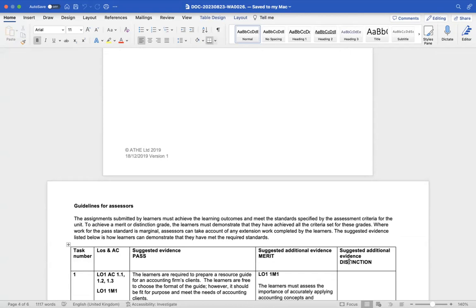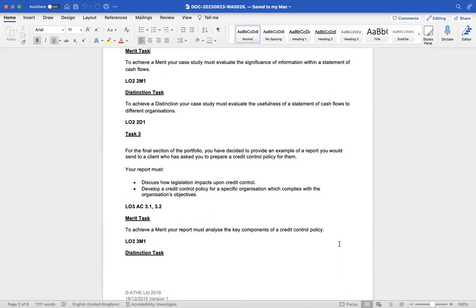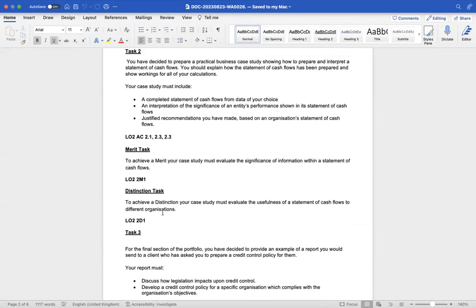So basically, for the merit task, we'll go back over here. Yes, the merit task is evaluating significance. Assess the significance of the information within the statement of cash flow. Discuss how investors, creditors, and internal management can use this statement to make informed decisions about the company's financial health.